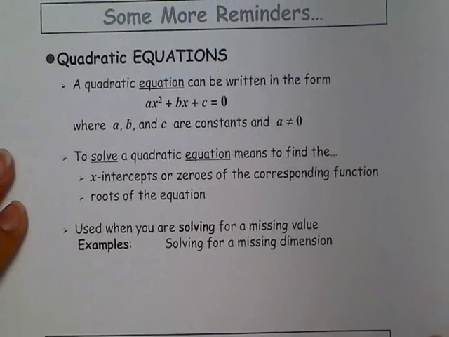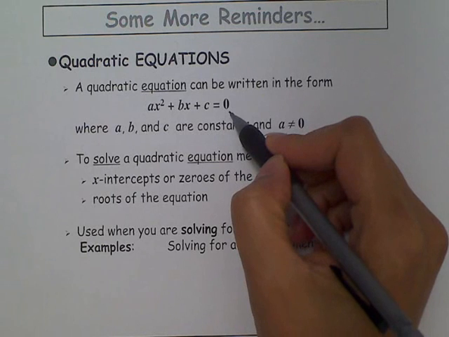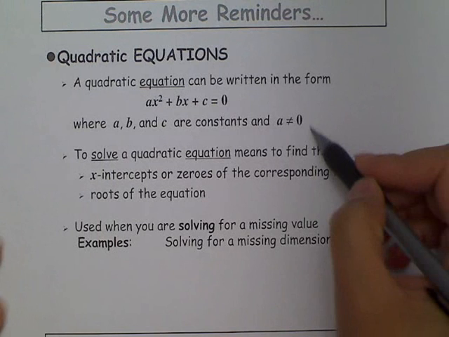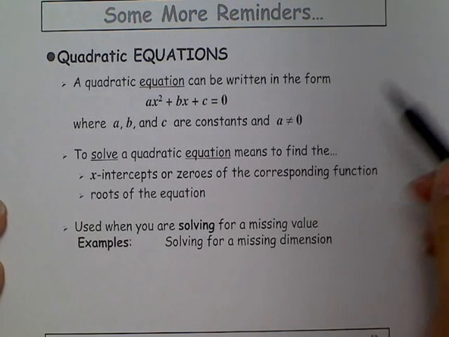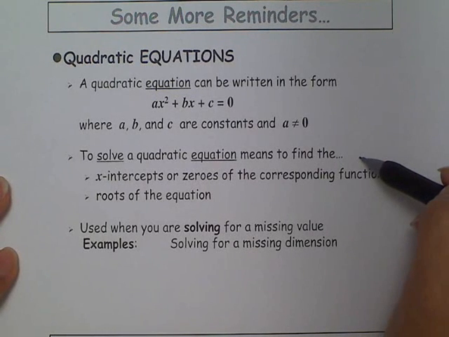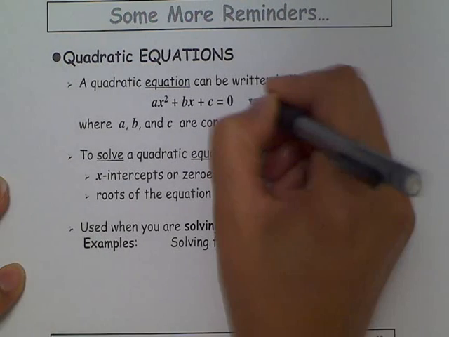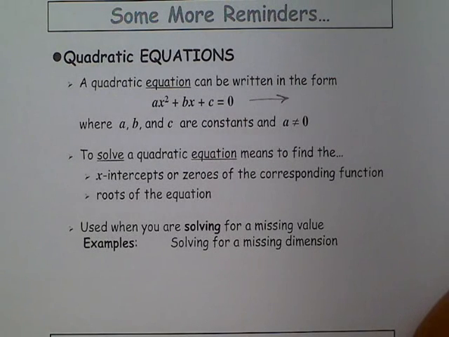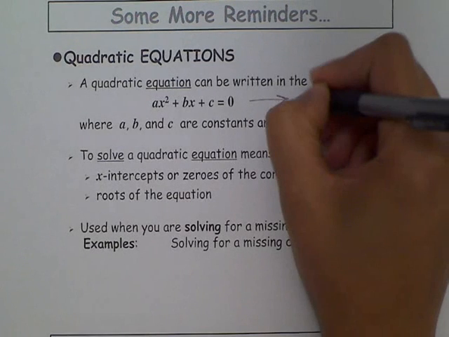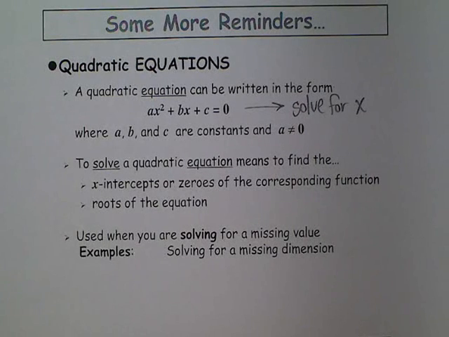On the other hand, when you're looking at quadratic equations, a quadratic equation can be written in the form ax squared plus bx plus c equals 0. So instead of it equaling y, you have it equal to 0. a, b, and c still represent constants, and a still can't equal 0. And to solve a quadratic equation means to find the x-intercepts or zeros of the corresponding function, or the roots of the equation. So in this case, you'll notice that the only variable you have that you can solve for is x. So quadratic equations are used when you need to solve for x.